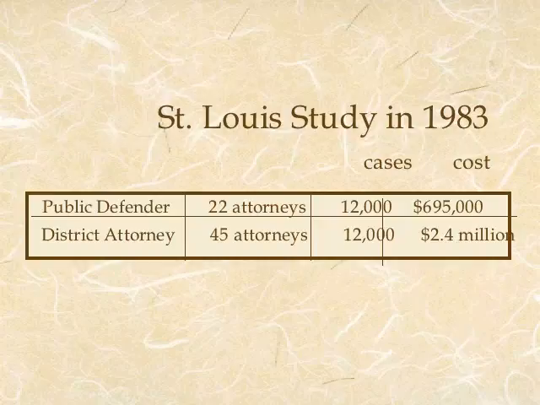There was a study in St. Louis in 1983 that basically showed that they had 12,000 cases and the public defender only had 22 attorneys at a cost of $695,000, where the district attorney had a lot more money to deal with, 45 attorneys with $2.4 million. Now, some people may think that's unfair, but the fact of the matter is the burden of proof is on the district attorney to show that people are guilty. And so they may need the extra manpower to be able to make those cases come to fruition in court.